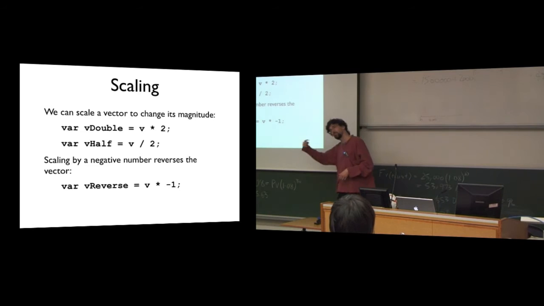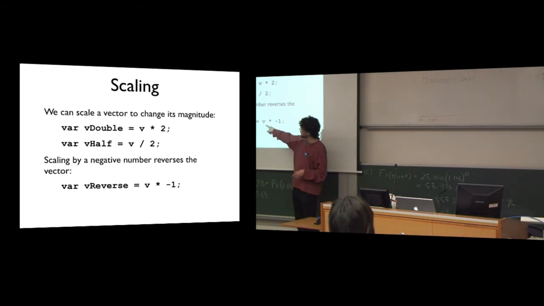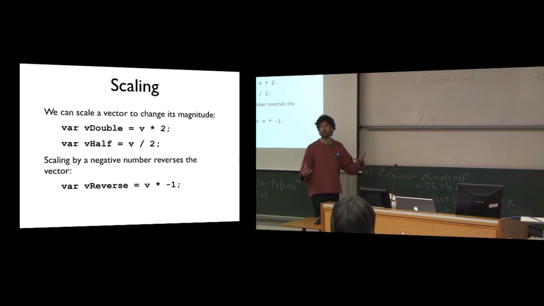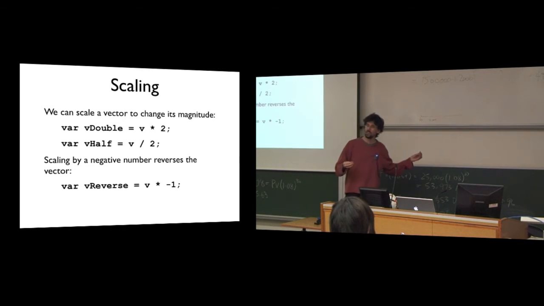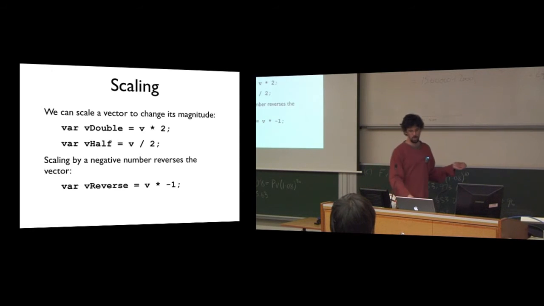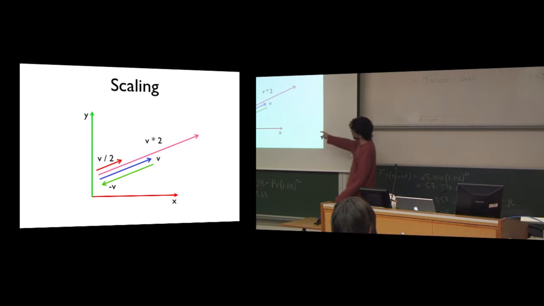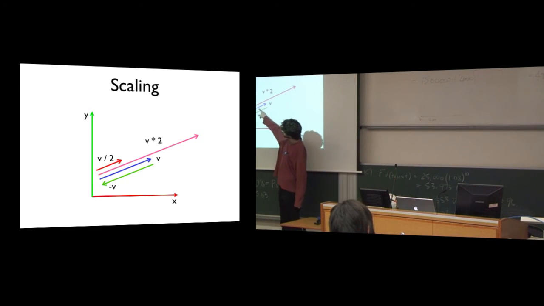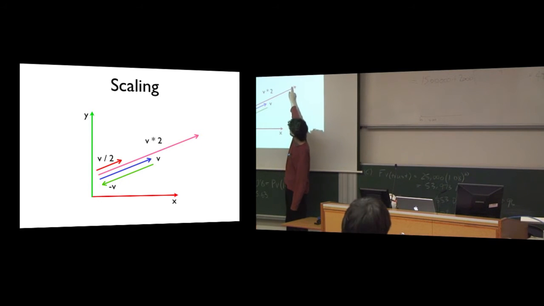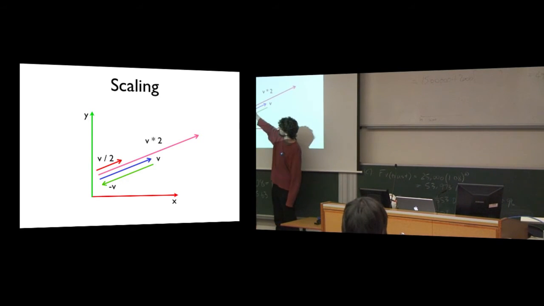So if I multiply by negative 1, I get a vector of the same length, because I'm multiplying by 1, but negative, so it's pointing in the other direction. If I multiplied by -2, I'd get one that was twice as long and pointing in the opposite direction. So in a picture, the blue one is our vector v in the starting case. v times 2 will be a vector pointing in the same direction but twice as long. v over 2 will be a vector half as long, and -v will be a vector pointing in the opposite direction.